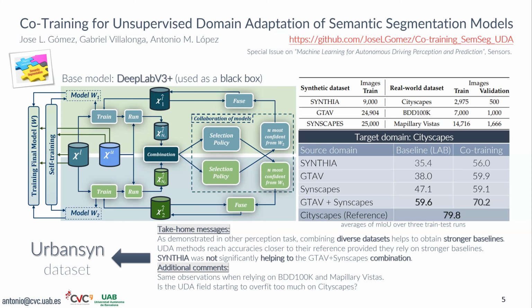So after looking at these results, we thought that, okay, it's clear, we have to combine baselines. But on the other hand, when we were combining GTA 5 and Cityscapes to do domain adaptation to Cityscapes and Mapillary and BDD, it was clear that our Synthia dataset was not adding more value to GTA 5 and Cityscapes at that point. So we decided to go for a new one.